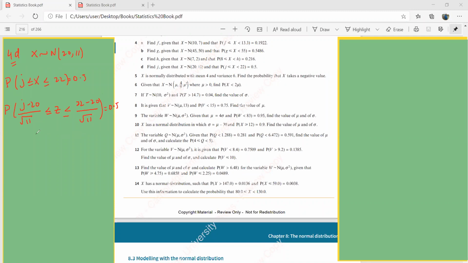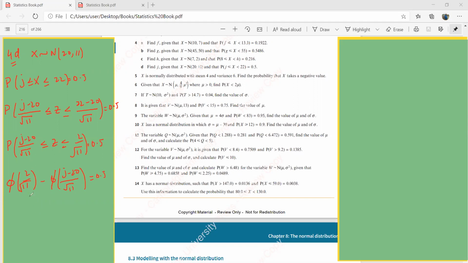Okay, guys, can you guess what is phi inverse of 0.5? Can anyone guess what would be phi inverse of 0.5? No one? Sir, 0. Yeah, that should be 0. You can write that mentally. This is 2 over under root 11. So I have to write this as phi of 2 over under root 11 minus phi of J minus 20 over under root 11, that is equal to 0.5.